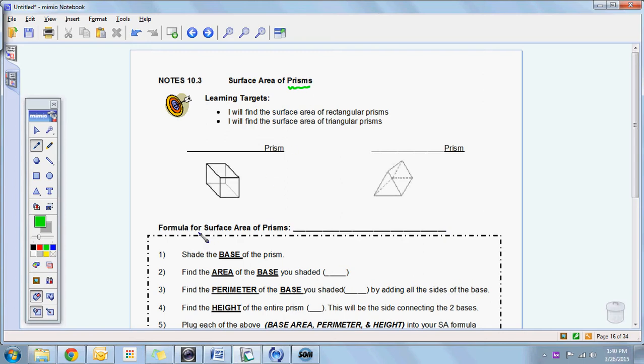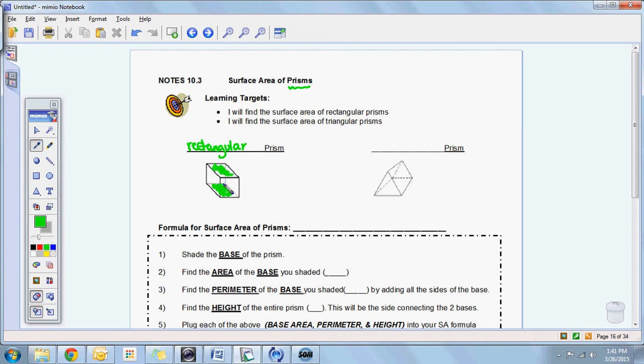Now prisms are special because they actually have the same shape that extends throughout the entire shape. So if I were to hold this, let's say this is the bottom, what kind of shape is on that bottom? It's a rectangle, right? So that means that this is a rectangular prism because the base is a rectangle, okay? And this base extends all the way through the shape, and we've got another rectangle up here, okay?